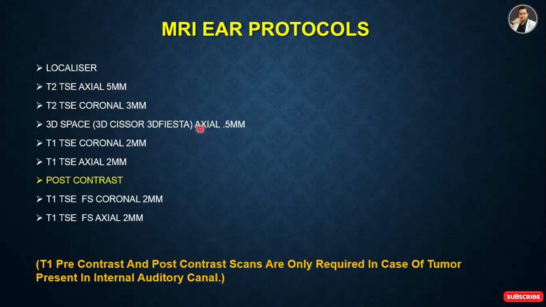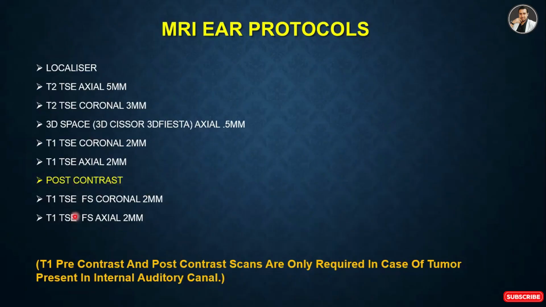T1 coronal 2 mm. T1 axial 2 mm. We have 2 axials, one is T2 and the other is T1. Post-contrast.